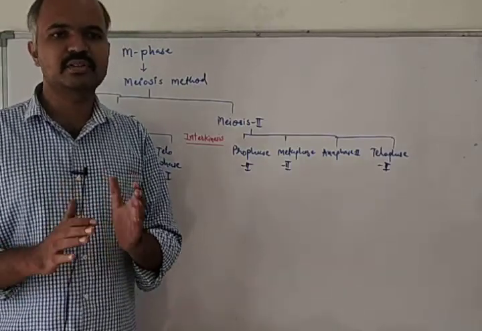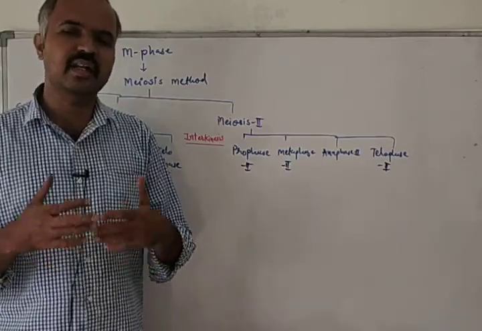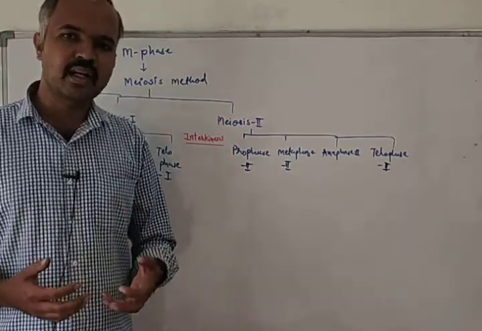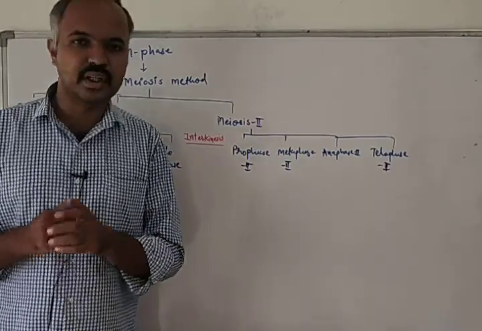Meiosis is a very complex process compared to mitosis. Mitosis is very simple, but in comparison, meiosis is very complex. So let's learn meiosis in detail.